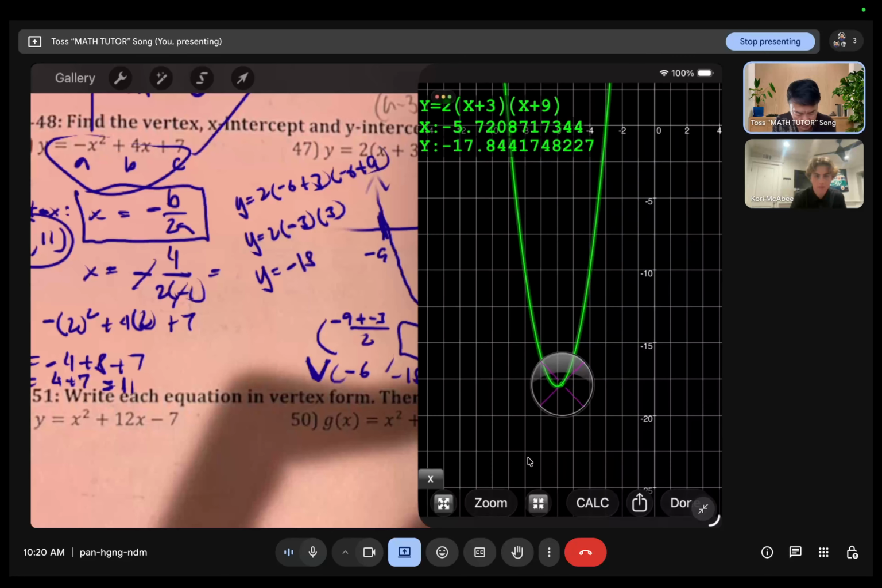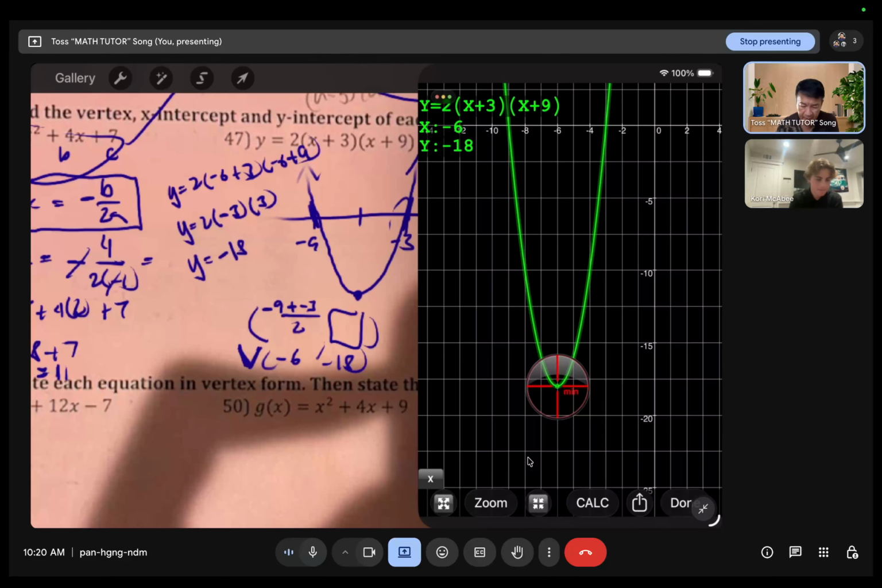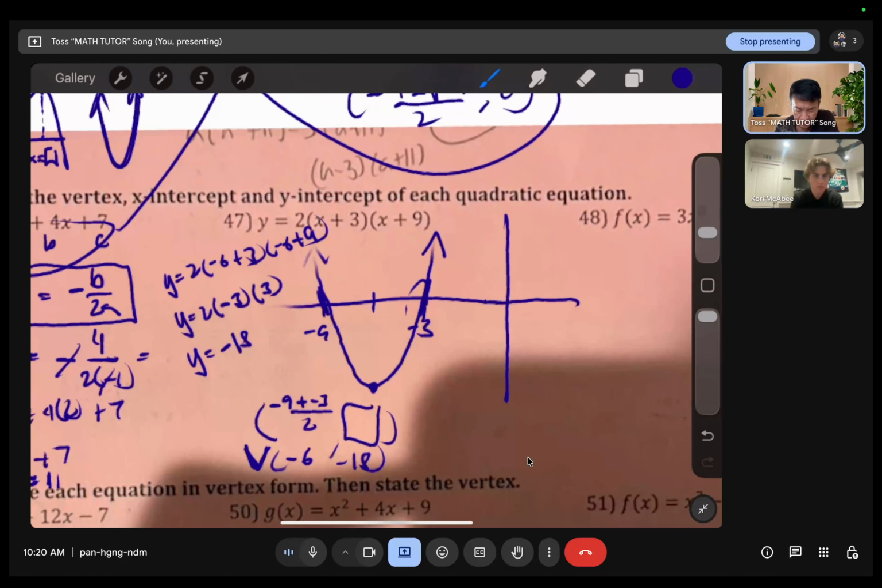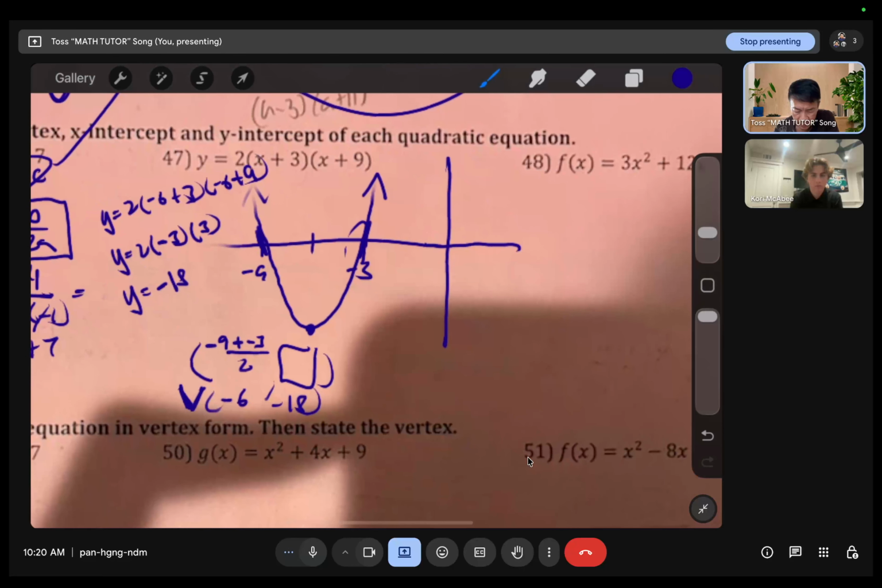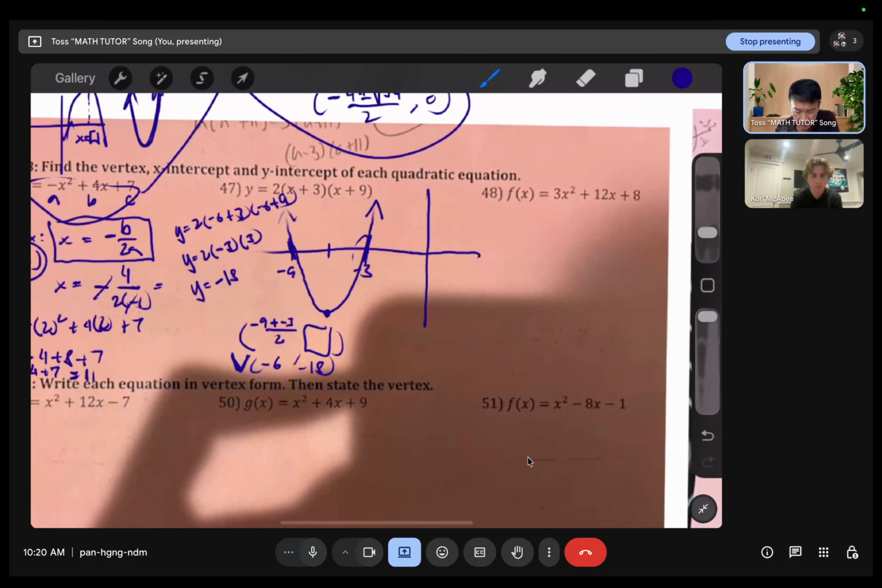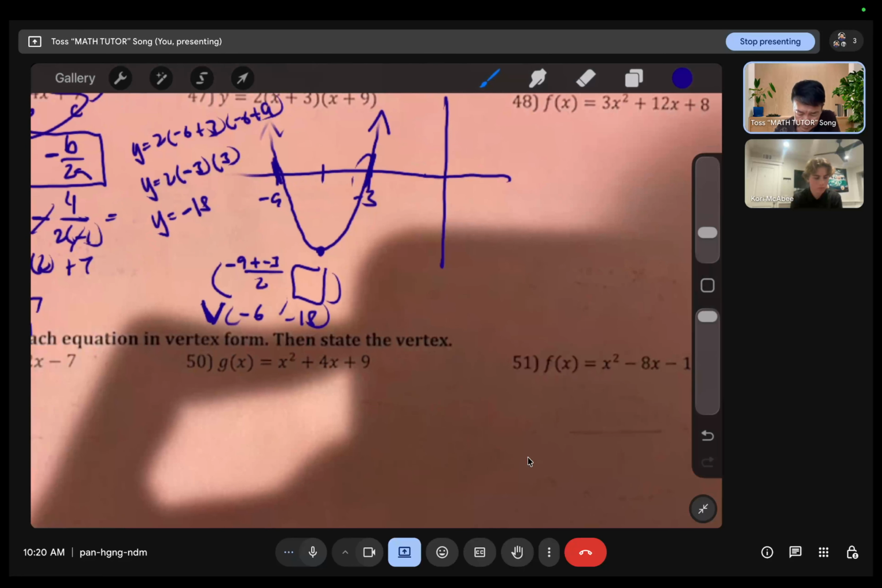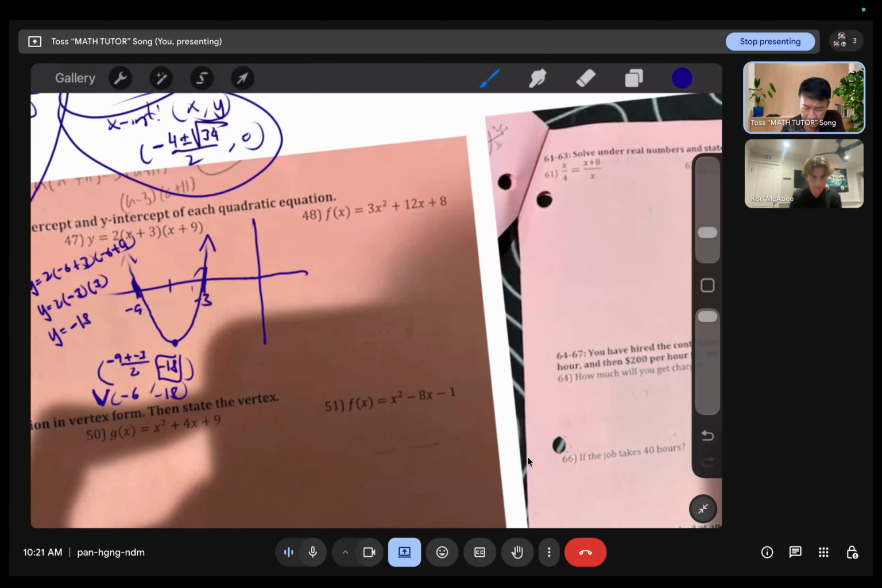You can see, here's the way you do it. This is pretty fancy. In the app, you just touch the lowest point. That's your vertex right there. There it is, -6, -18. So the math you do, I recommend you do exactly the way I did it here: average the x-intercepts, and once you get the x coordinate, plug it back in. So this will be -18 here. Anyway, all right, I hope you're okay with that.